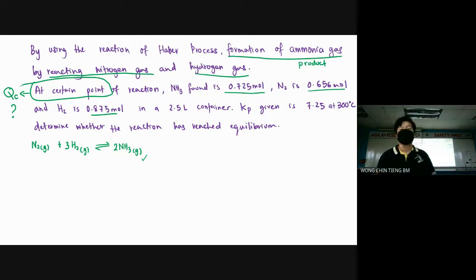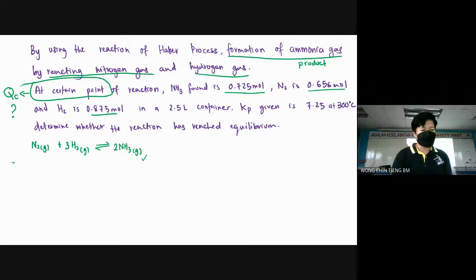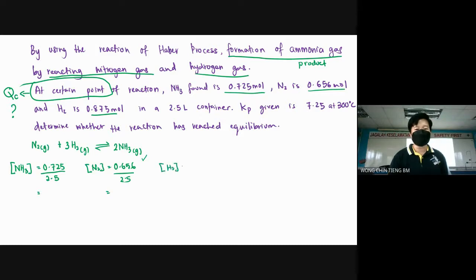To find QC, we must convert all the number of moles to concentration. And we can't label it initial or equilibrium, because we don't know where it sits. The concentration of ammonia is 0.725 divided by 2.5. The concentration of nitrogen gas is 0.656 divided by 2.5. The concentration of hydrogen gas is 0.875 over 2.5. Since everyone has just calculated, I have to calculate too. You have 0.29 molar. You have 0.2624 molar. You have 0.35 molar.